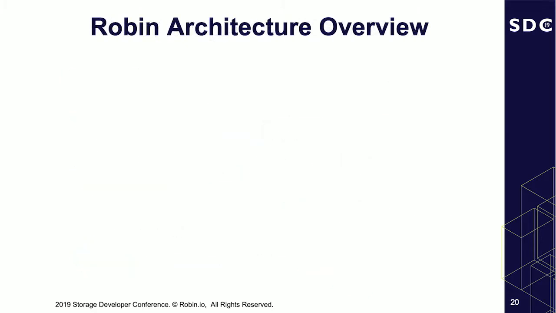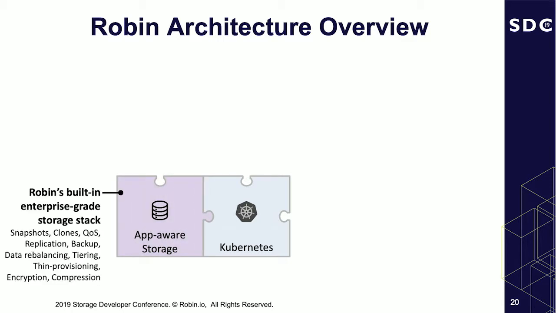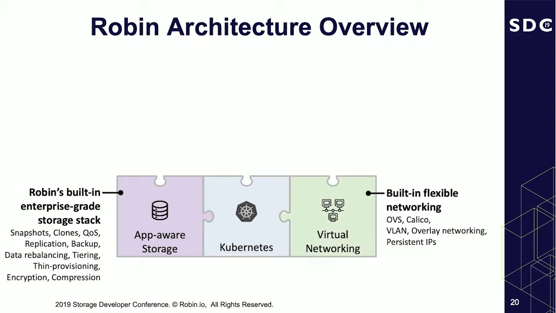So I will give you an overview of the Robin architecture. Robin takes standard Kubernetes and uses it as a pod deployment engine, right? To that, we add app-aware storage, like Jagdish talked about. What is the need for the storage to be aware of application and volume semantics, right? So Robin adds this app-aware storage. This storage provides all the standard enterprise features like encryption, compression, quality of service guarantees for individual volumes, data rebalancing, thin provisioning, and all that, right?